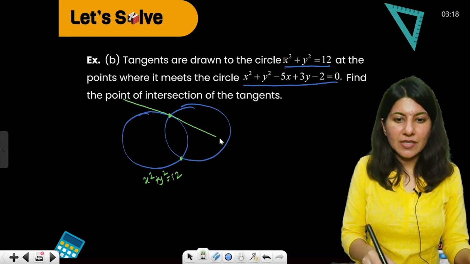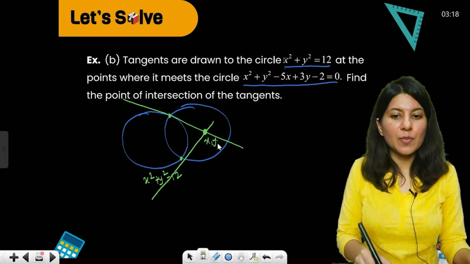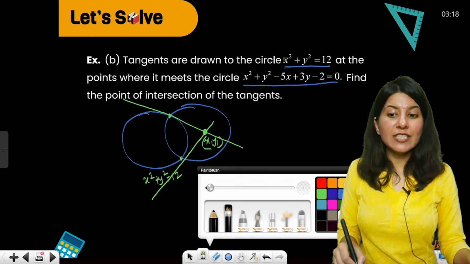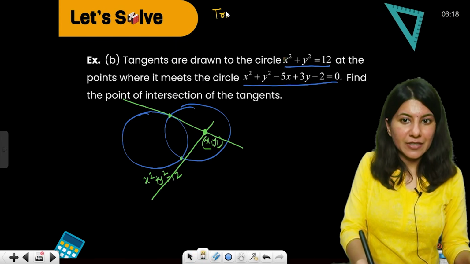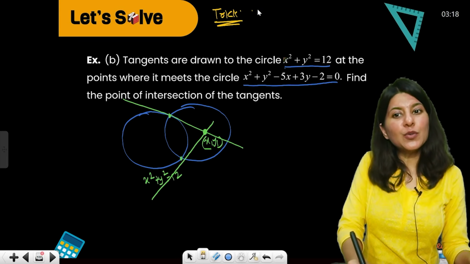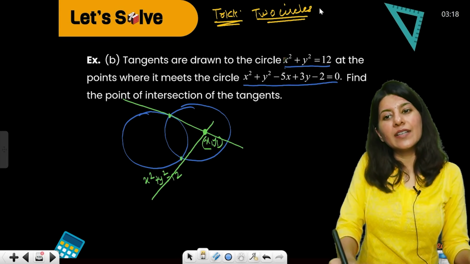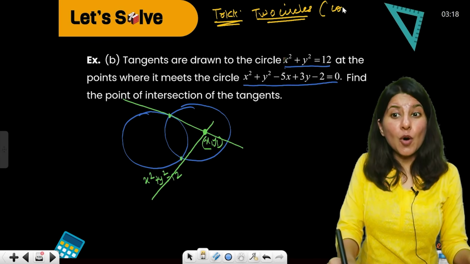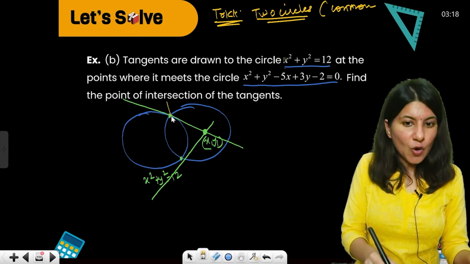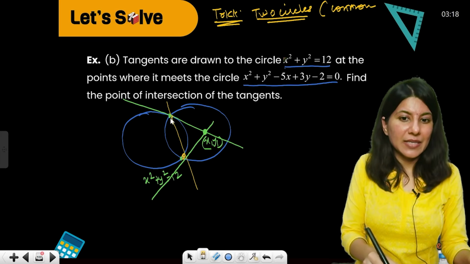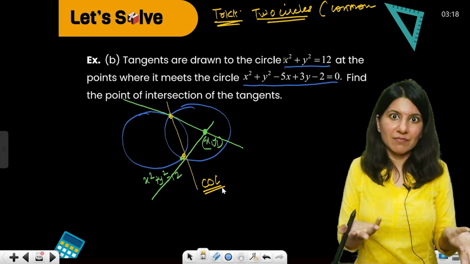So this is the first circle. Now the point of intersection is x1 comma y1. Now I will tell you the trick. Whenever two circles are given and you want to find the common chord, then the chord of contact is nothing but the common chord between them, right?